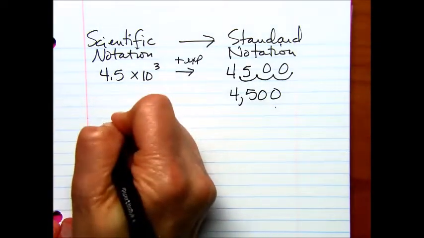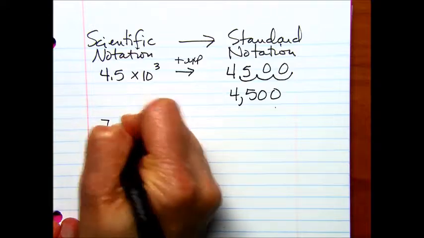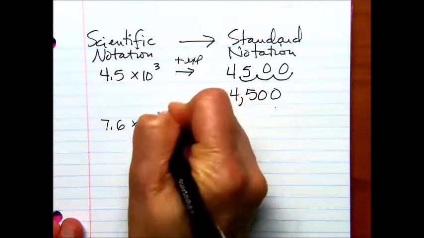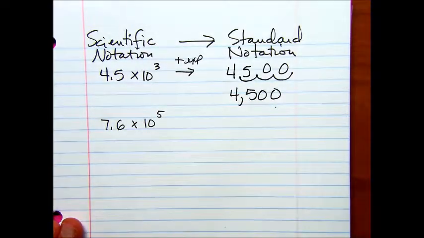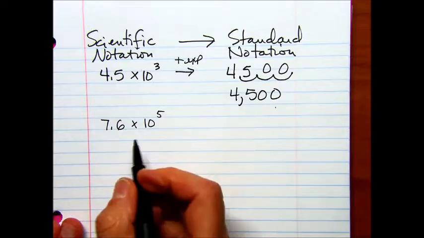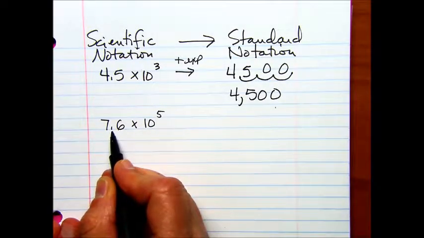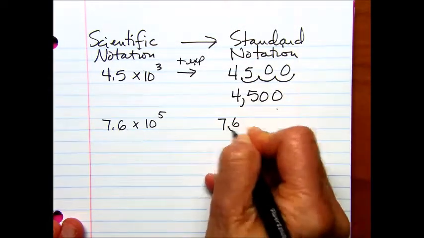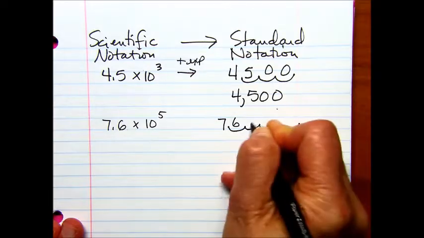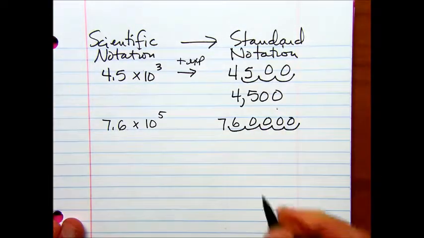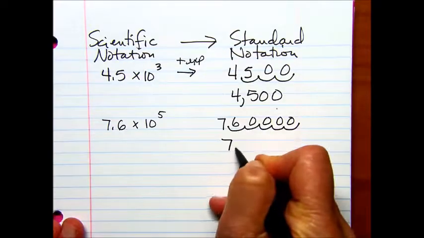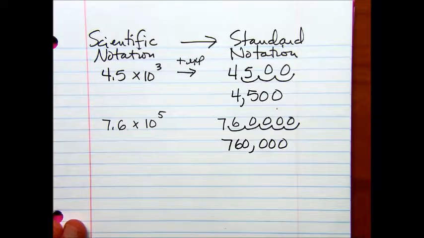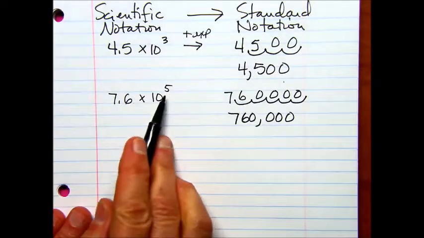Let's do another one. Let's say we have 7.6 times 10 to the 5th power. Again, we're going to move the decimal place over 5 places. So we've got 7.6, and I'm going to go 1, 2, 3, 4, 5. Just plug in some zeros, and that's going to be 760,000. Pretty simple. Let's look at some negative exponents.